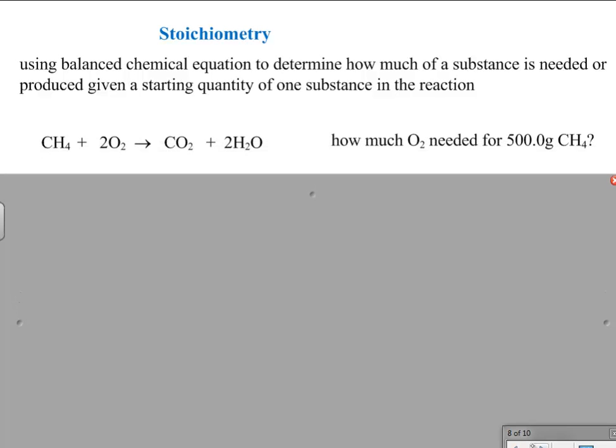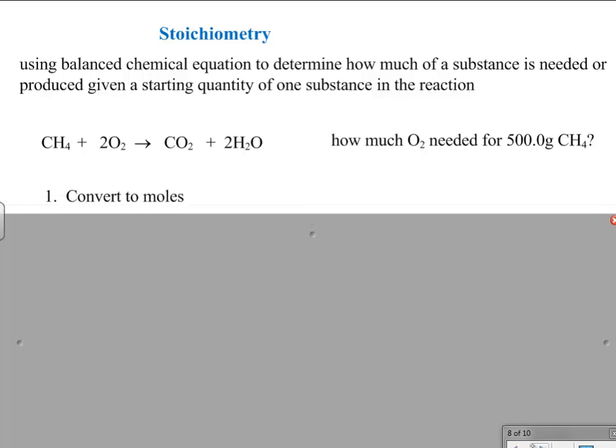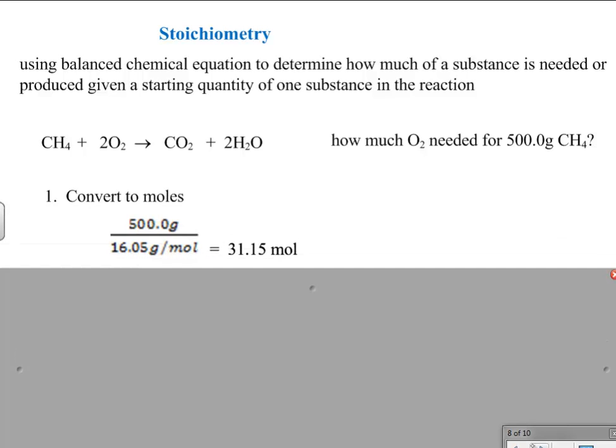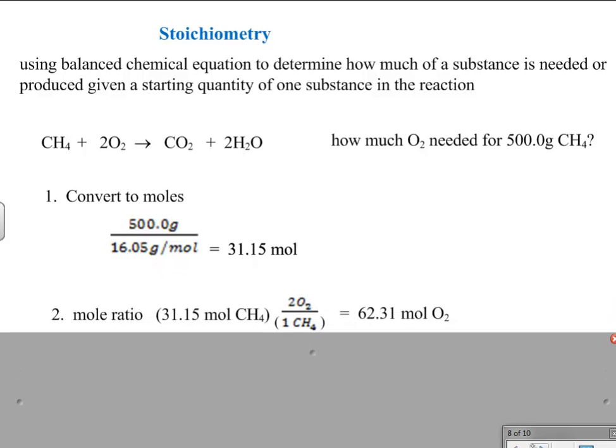Stoichiometry is using those balanced equations then to figure out how much of a product we're going to get or how much of another reactant we need. So it's using math with balanced equations. Starting with the combustion reaction of methane, how much oxygen do we need for 500 grams of methane? First thing we're going to do is convert our methane to moles. So 500 grams of methane divided by the formula mass of methane gives us the moles of methane.